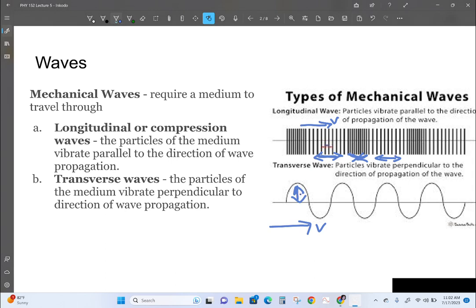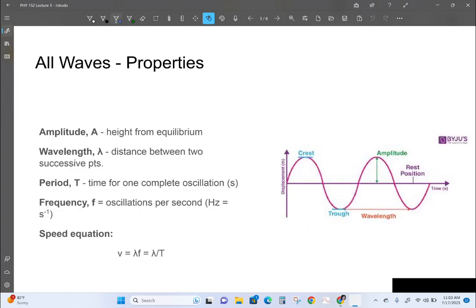What's interesting about that is that the string itself is not moving from point A to point B, right? It's just vibrating up and down. The energy is what goes from point A to point B. So all of the waves, whether it's a compression wave or a transverse wave, whether it's a sound wave or a string vibrating up and down, have common properties.